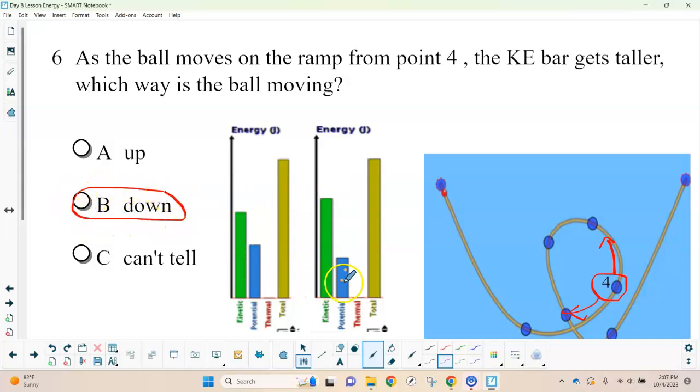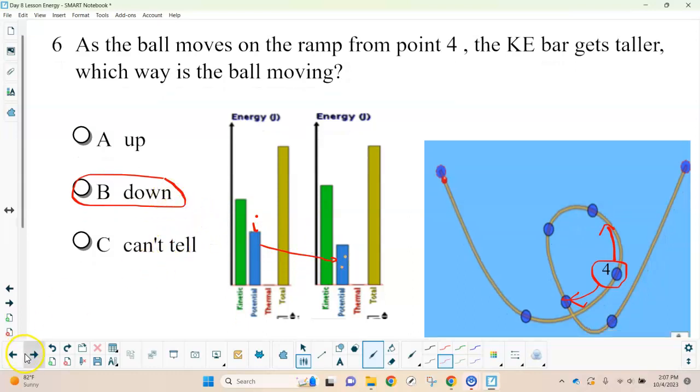You can also look at the potential energy. So the potential energy here, this is the initial potential energy at 4, and this is the next point. So this bar is getting smaller. If that bar gets smaller, that means that the mass isn't changing, the gravity isn't changing, the height is getting smaller. So yeah, it's definitely moving down in that one.